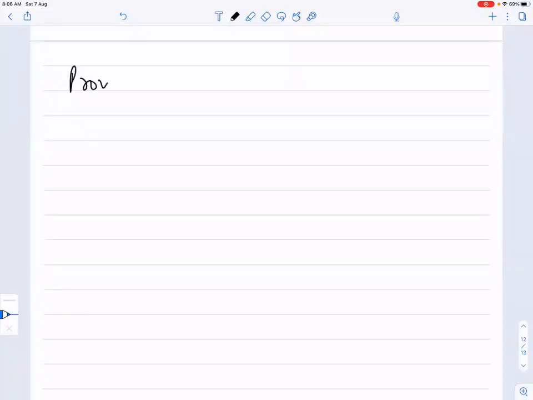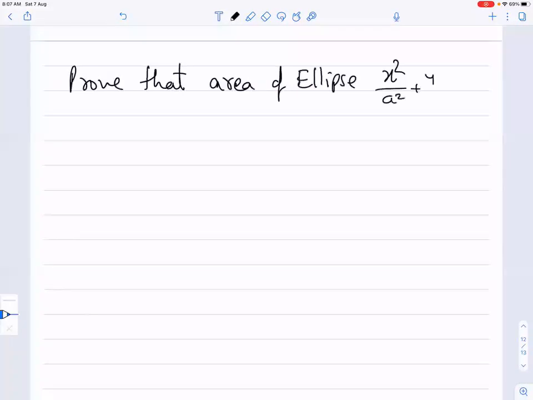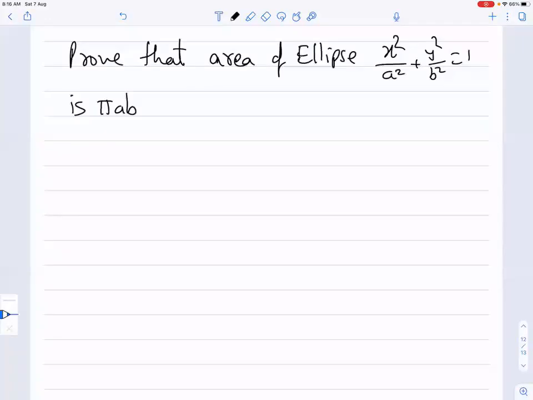Prove that area of ellipse x square by a square plus y square by b square equal to 1 is pi ab. I asked you to remember this formula in the ellipse chapter, right? Now we are deriving it, okay? Derive it quickly. Prove that area of ellipse x square upon a square plus y square upon b square equal to 1 is pi ab.